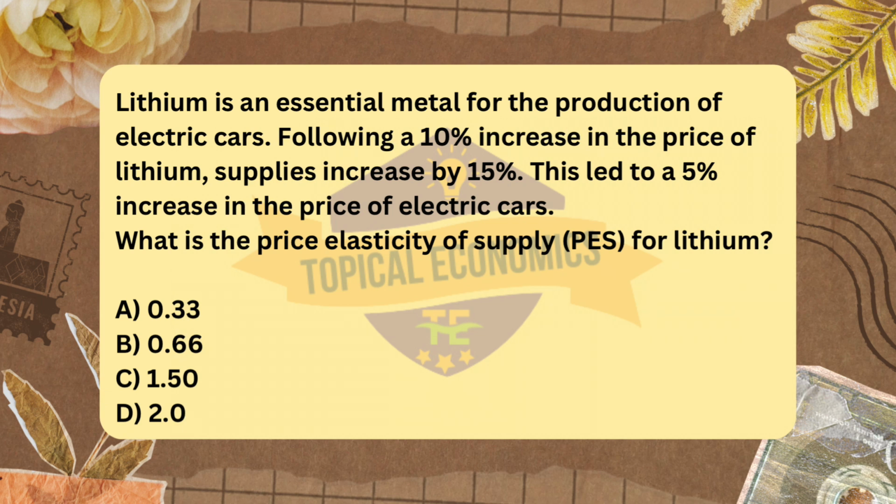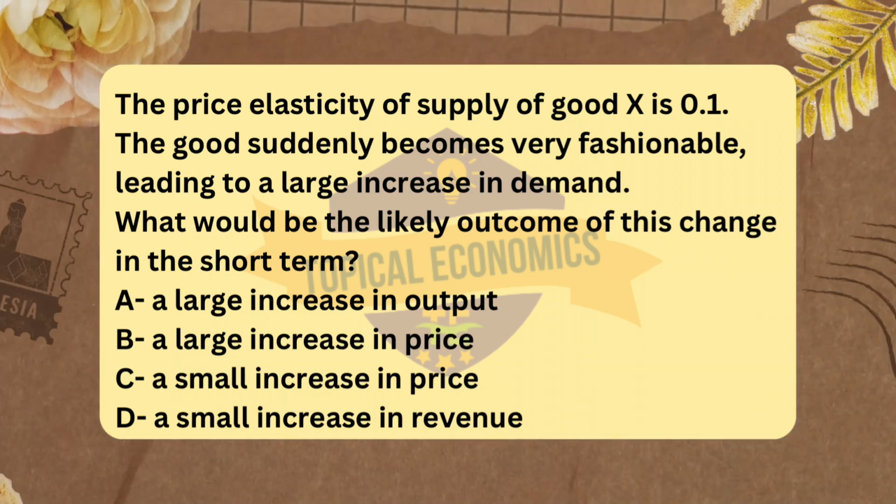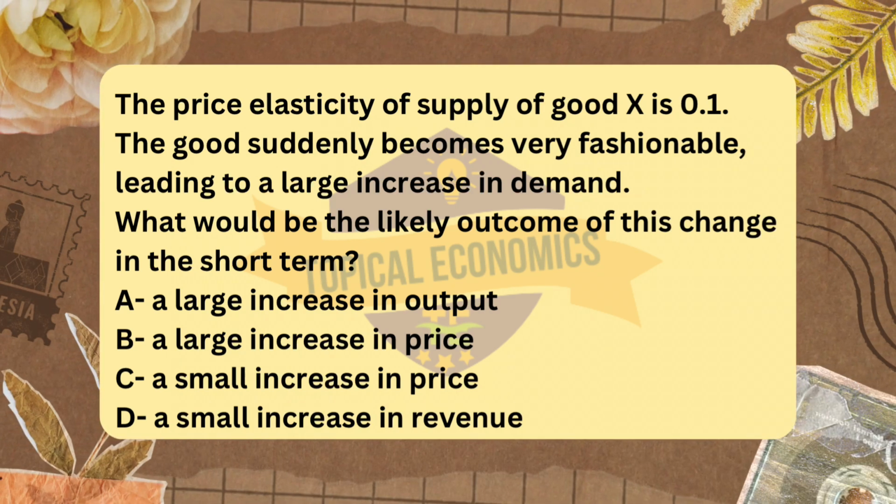Price elasticity of supply is percentage change in quantity supplied divided by percentage change in price. So, price elasticity of supply equals 15% divided by 10%, which is 1.5. Moving to the eighth question. The price elasticity of supply of good X is 0.1. The good suddenly becomes very fashionable, leading to a large increase in demand. What would be the likely outcome of this change in the short term?